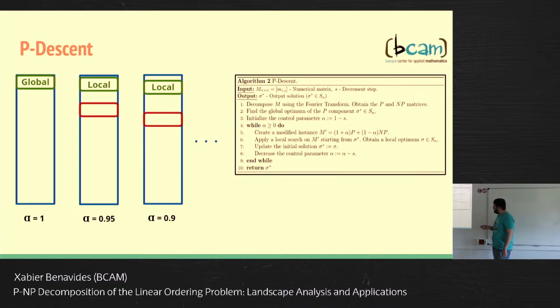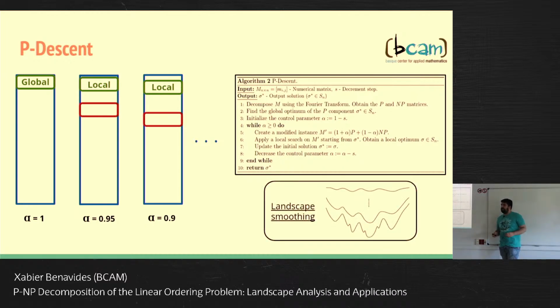This is the pseudocode of the algorithm that we propose. One thing you may notice here is that this idea is pretty similar to other landscape smoothing techniques proposed in the literature. In those techniques, you usually start from a simple landscape, for example a flat landscape, and you iteratively approach the landscape of the problem you want to solve. In our case we are doing something very similar, but instead of starting from a flat landscape, we start from the P component of the problem, which we can solve to optimality.